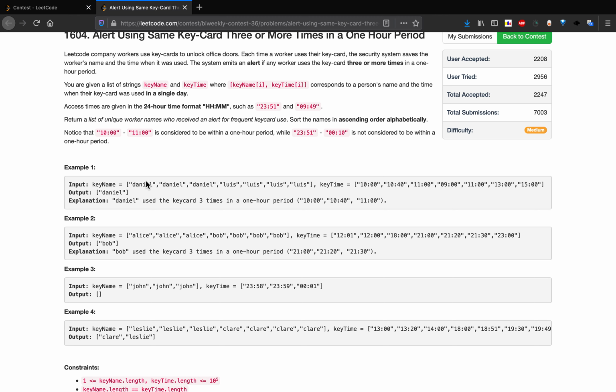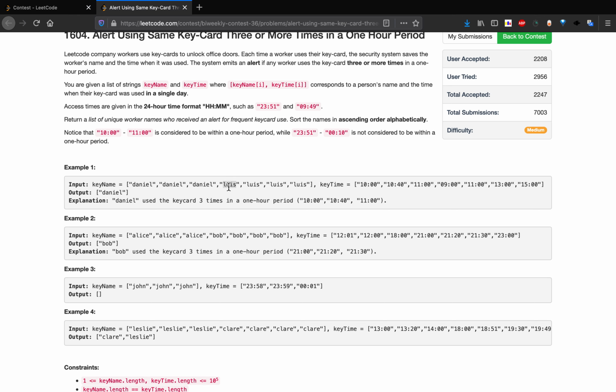So here we have Daniel, who uses his card for the first time at 10. Then he again uses his card at 10:40, and he again uses his card at 11. So within a 1 hour gap, Daniel uses his card 3 times. So that's why Daniel will be in our answer.